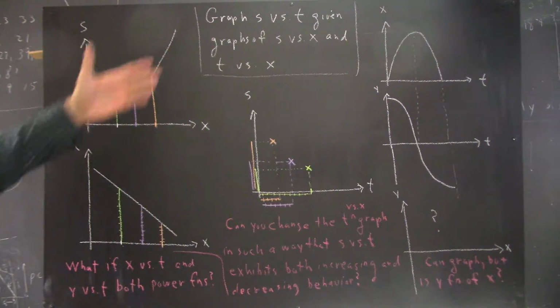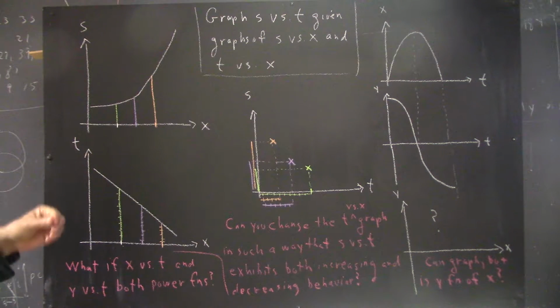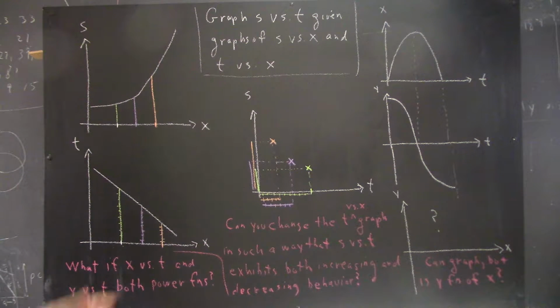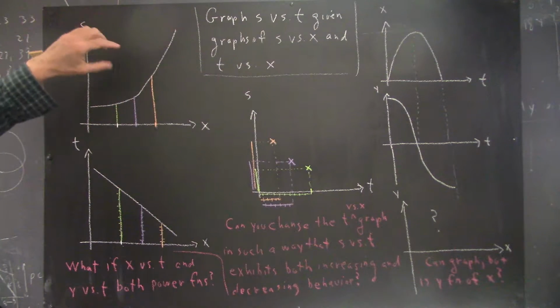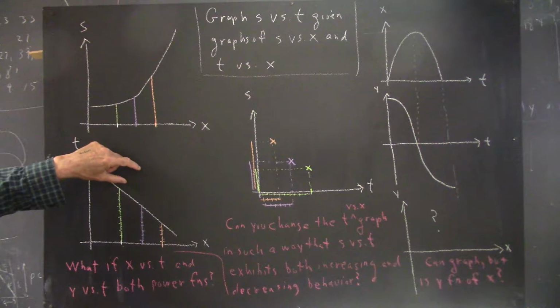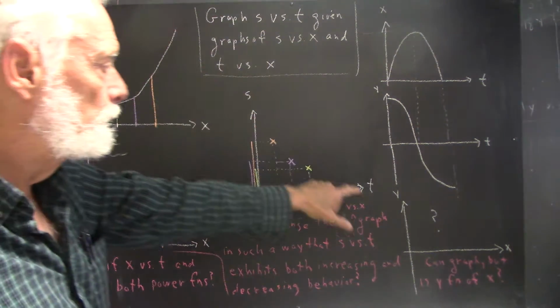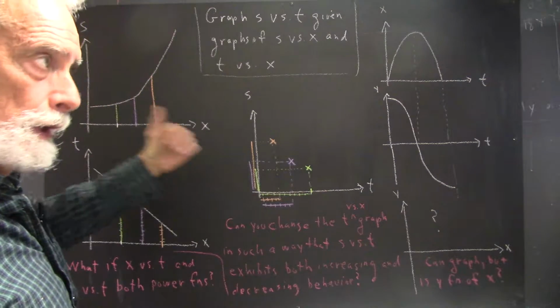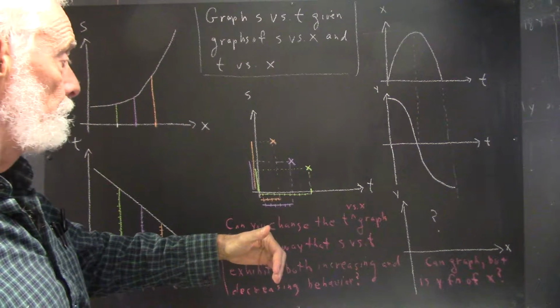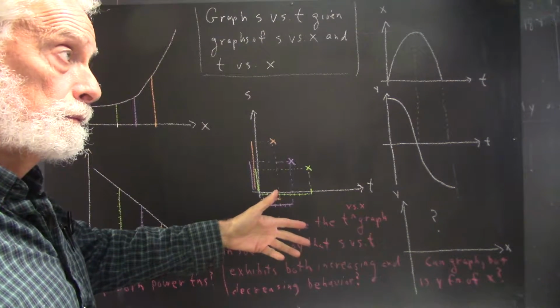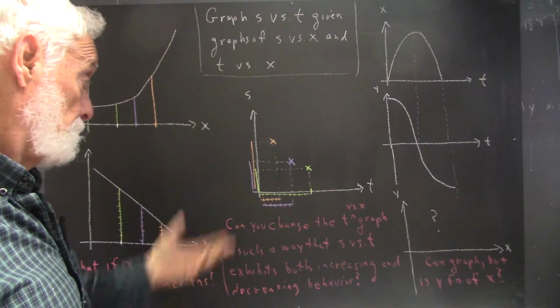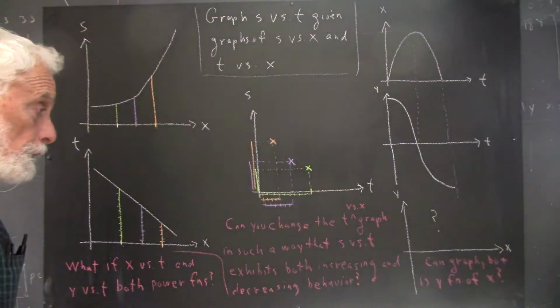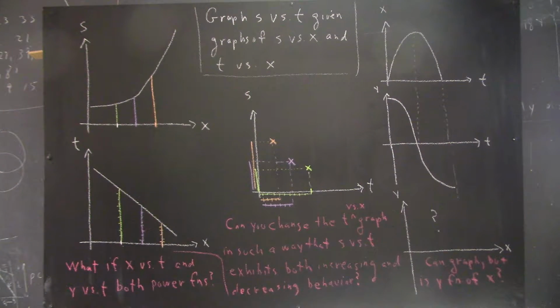However, we haven't plotted all the points. We haven't examined every possibility. Can you prove that this graph and this graph give you an S versus T graph that is always decreasing? Or can you disprove that? So, good question, worth thinking about.